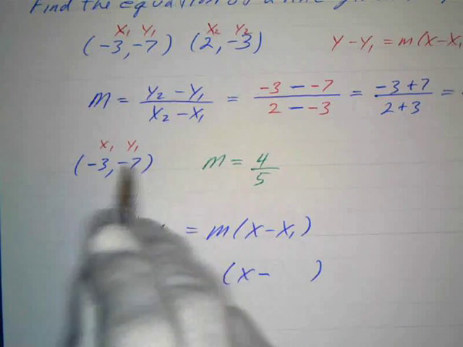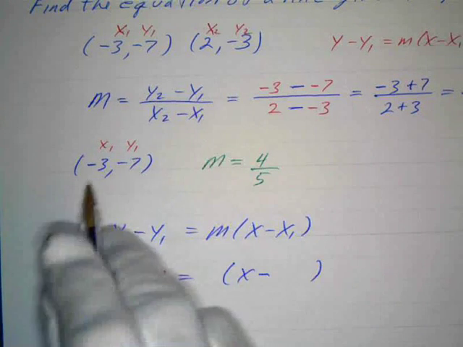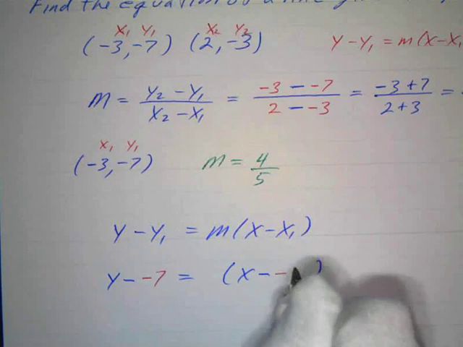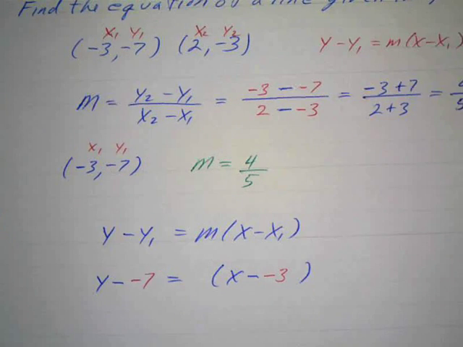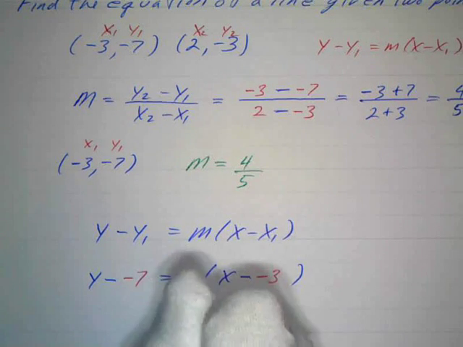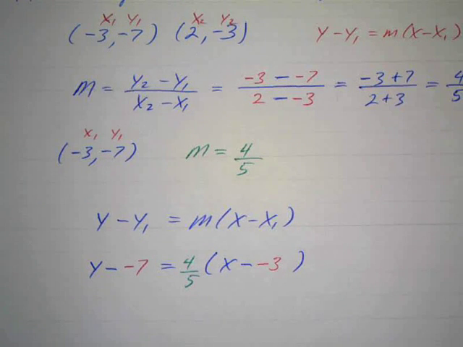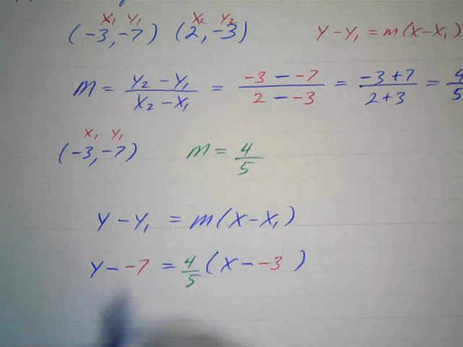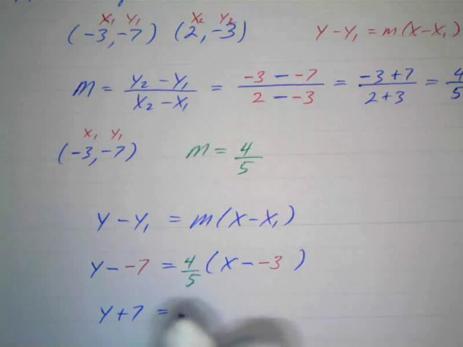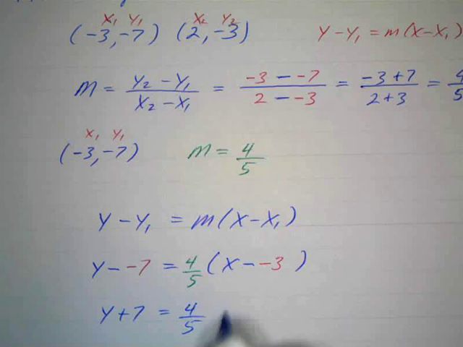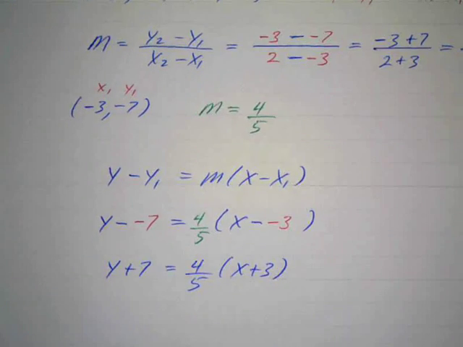So what's my y1? My y1 is negative 7. What's my x1? My x1 is negative 3. And what's my slope? My slope is 4 over 5. All right? And then I'll simplify this. y plus 7 equals 4 over 5 times x plus 3. And now I've got my equation of the line.